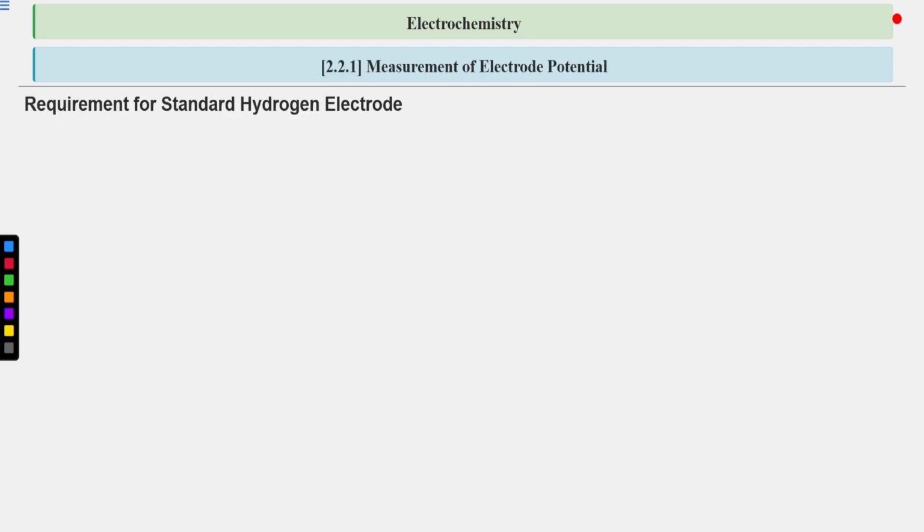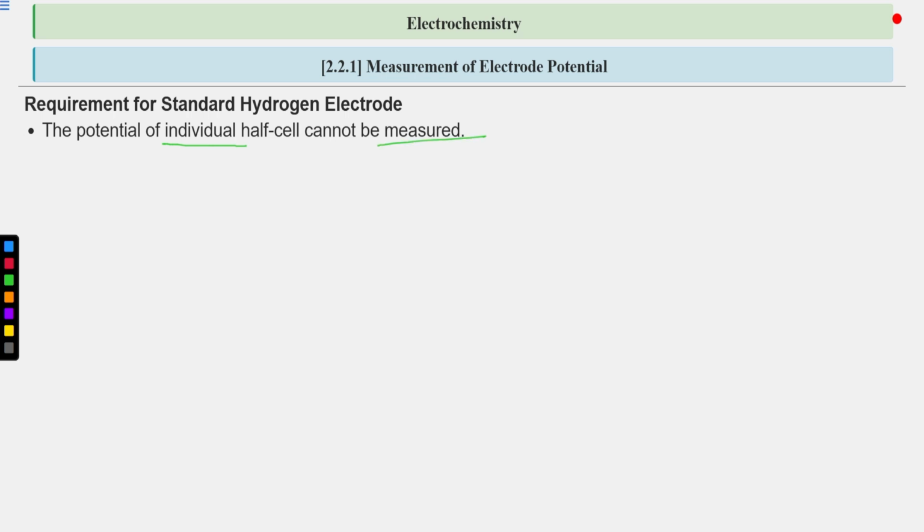Okay, so let's start with the measurement of electrode potential, subsection 2.2.1. In this, let's start with the requirement for the standard hydrogen electrode, also known as SHE, right? We will define the standard hydrogen electrode in the later slides. So the potential of an individual half cell cannot be measured.